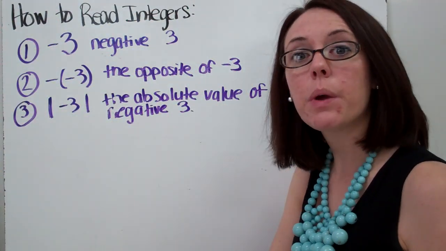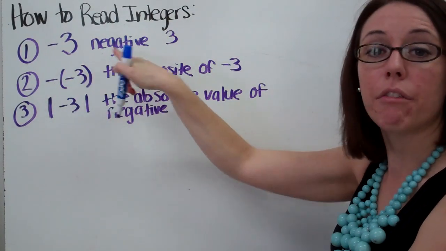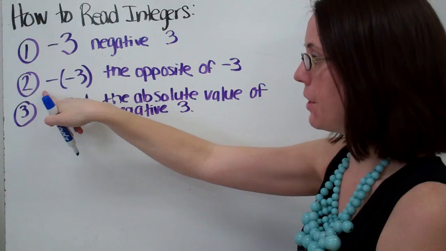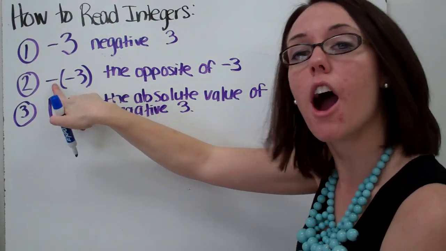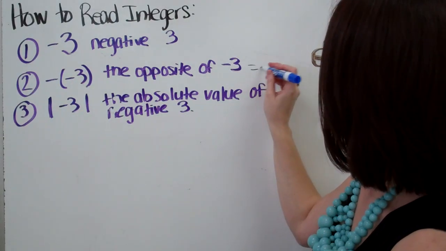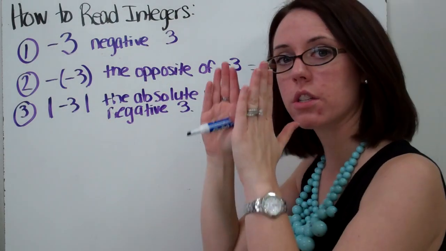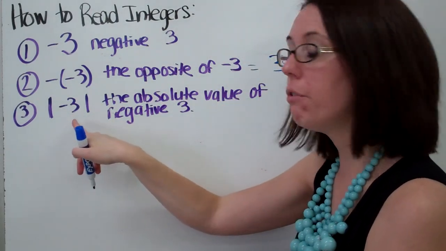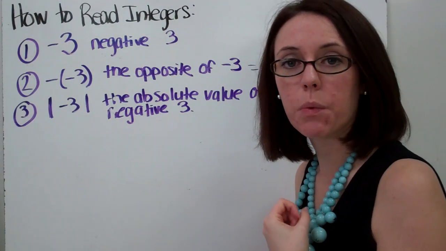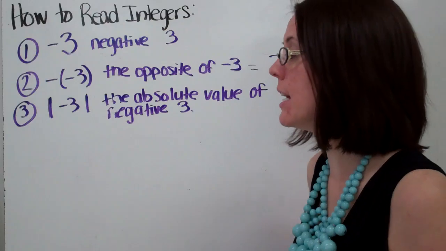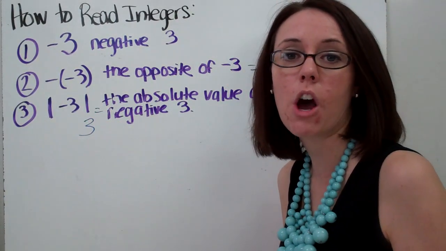And finally, how do we read integers? Just so you know how to say things correctly. This means negative 3. Number 2, this means the opposite of negative 3. We know the opposite of a negative 3 is a positive 3. This means, because of these symbols, the bars, lines going up and down, the absolute value of negative 3. What is the absolute value of negative 3? Well, how far away is 3 from 0? It is 3 units. So the absolute value of negative 3 is 3. Absolute value is always positive.